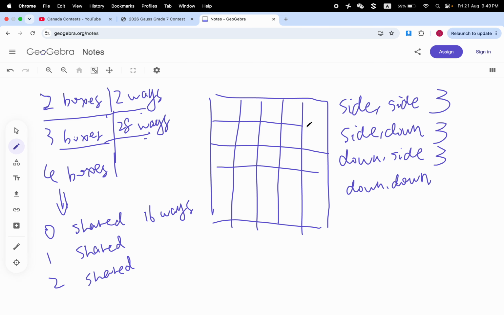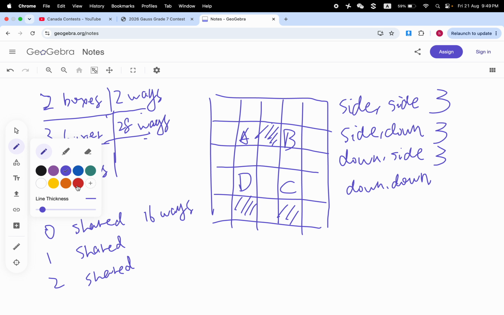I'm not sure if this is a great problem, but it's a lot of casework. Just gonna be careful you don't miss anything. You're gonna discuss them case by case, right? So this is down. So this again is the shared fixed box, and then you've got down here. So let's mark off our unsafe spots.